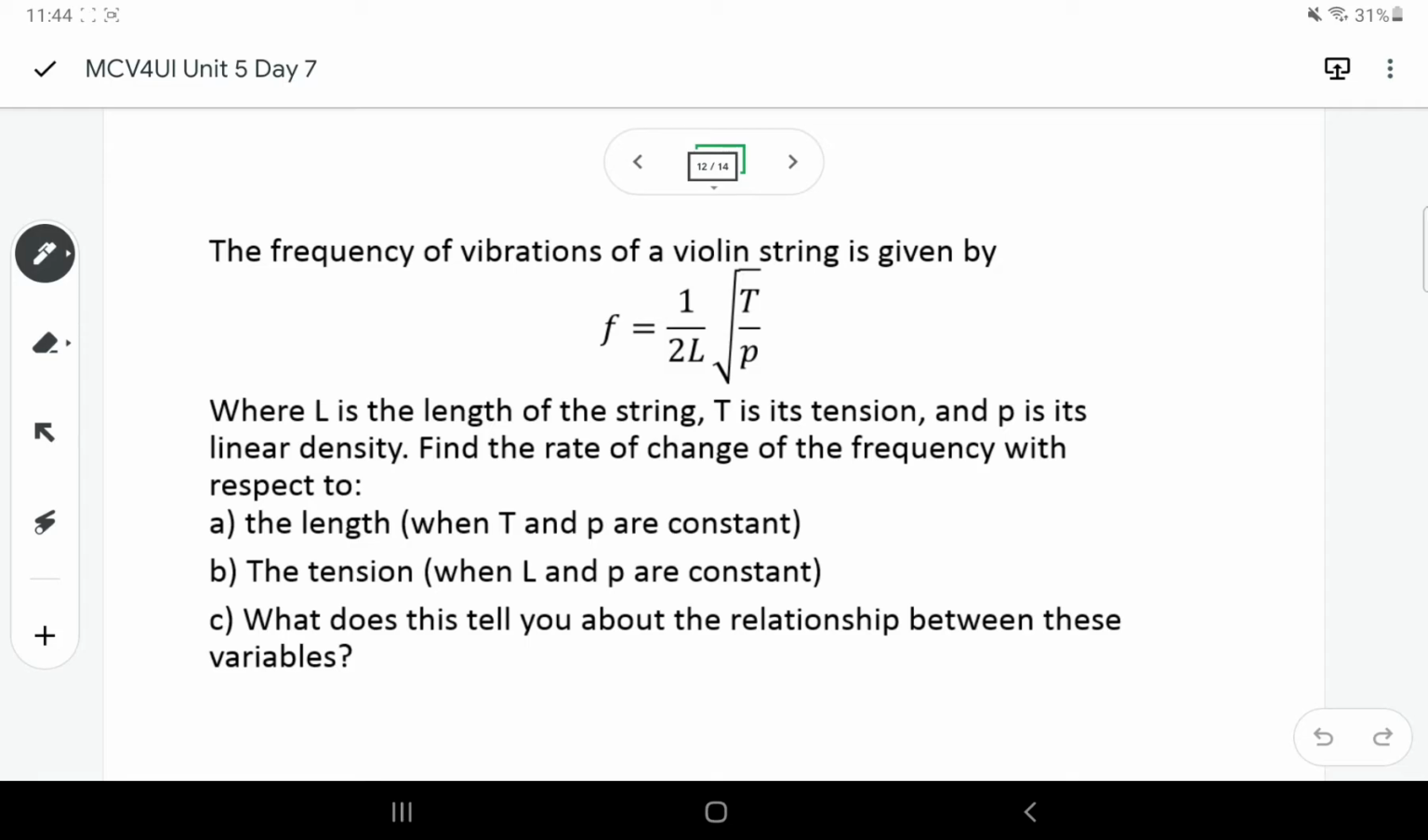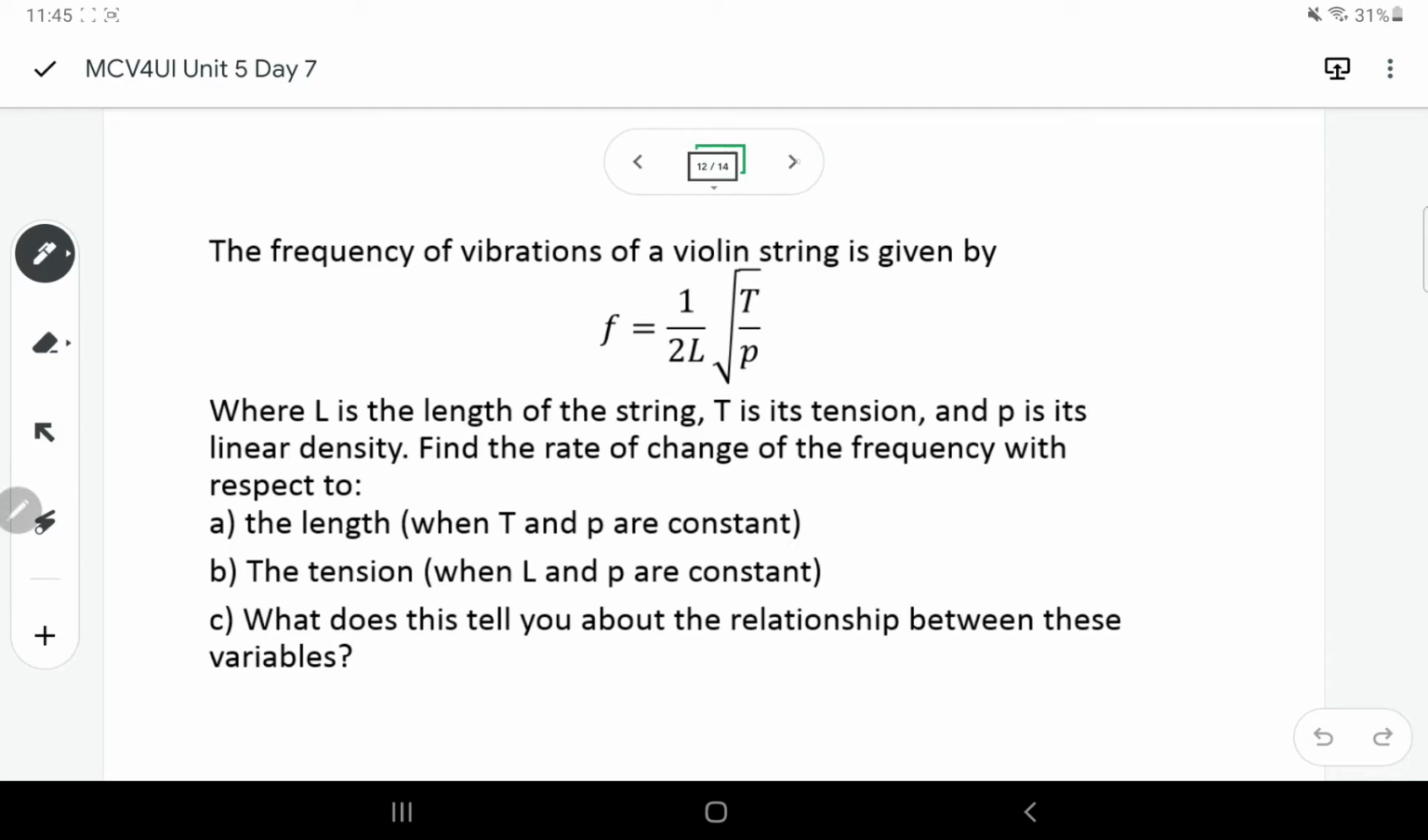We want to find two different things here. We're going to find the rate of change of the frequency with respect to the length. So for part A, we're going to hold T and P constant. And then we're going to redo that and talk about the rate of change of frequency with respect to tension.